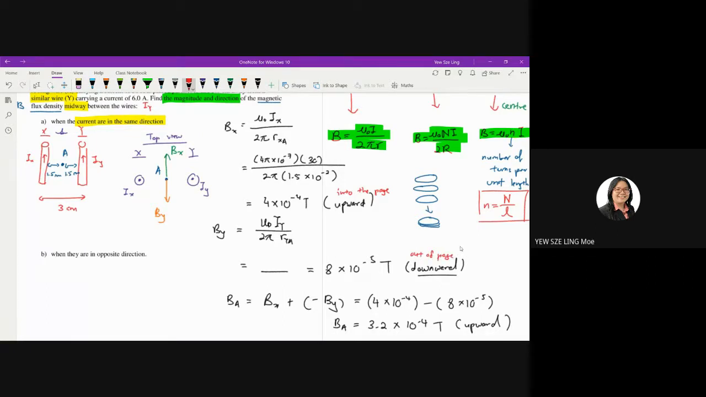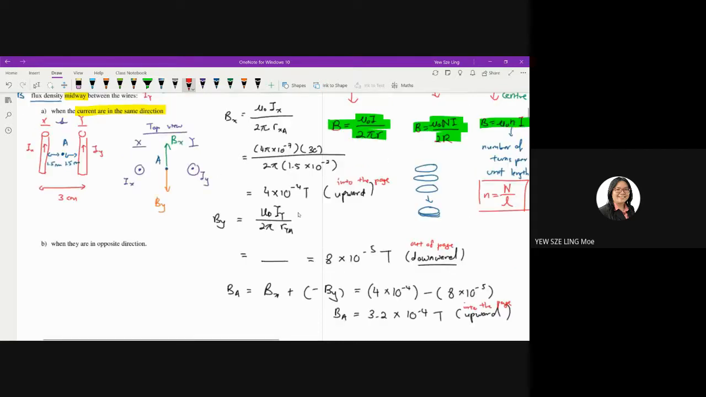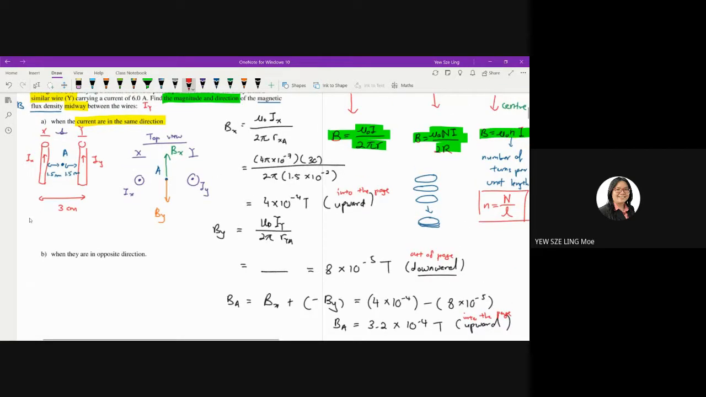And your final answer eventually will be into the page, right? Into the page, because your Bx is larger than By. So it is up to you whether you want to use this 3D diagram or you want to use this 2D diagram. As long as you show it in your answer, let the examiner know how it looks like.